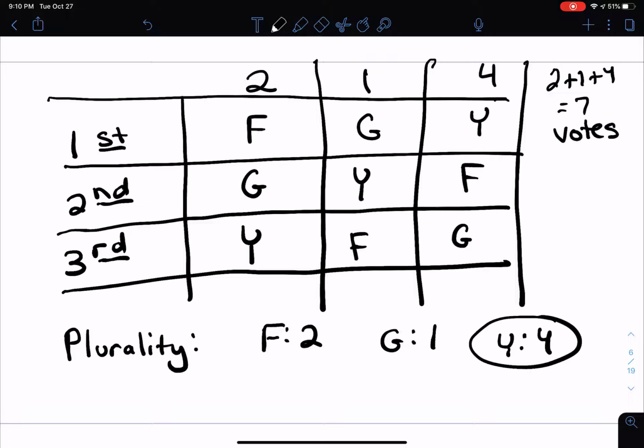So it turns out Y not only has plurality, but does have the simple majority too, because half of 7 is 3.5. If you have over half, like having 4, that's over half. So Y has plurality just by having the most, but also has the simple majority by having over half. Doesn't always work that way. Sometimes you can have plurality without having the majority.